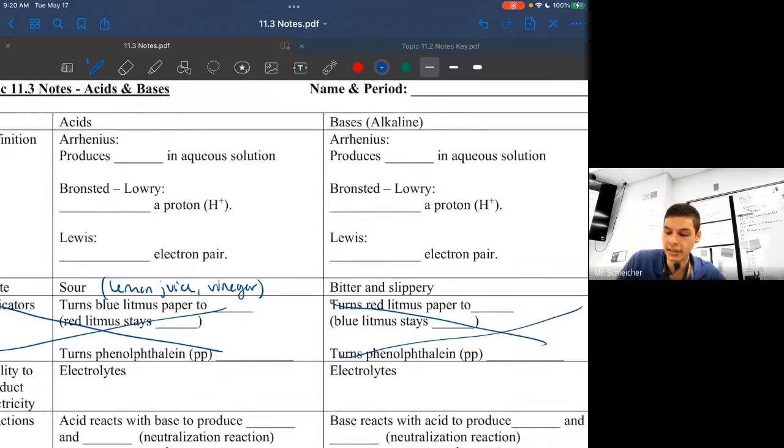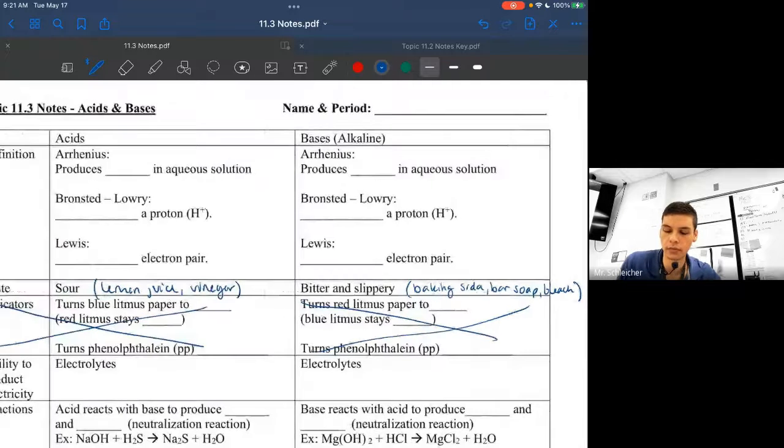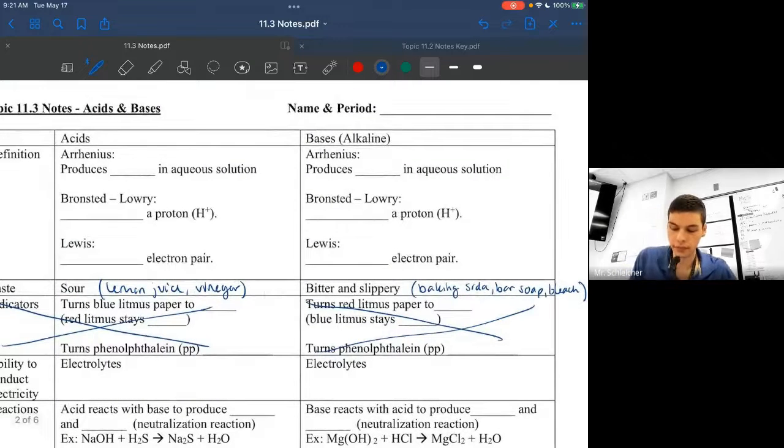And bases tend to be bitter and slippery. So things that might be bases are things like baking soda, kind of bitter, bar soap, like old-fashioned bar soap, not like Dove bar soap, or things like bleach. All right, so these are examples from day-to-day lives right now.